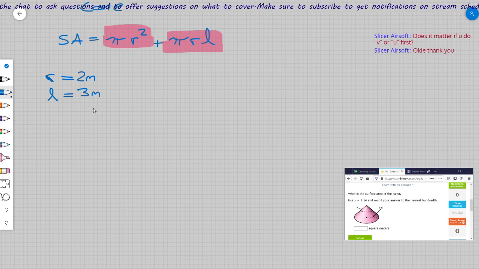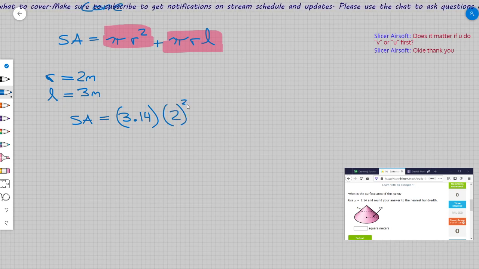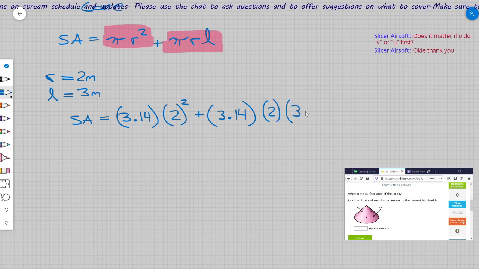Knowing that we have our stuff labeled now, let's just go ahead and plug it into the equation. What I am going to do is replace pi with 3.14. So r is going to be 2. We're going to square that. 3.14 is our pi. R is going to be 2, and L is going to be 3. You could put this all into Desmos all in one go, but if you don't have Desmos available right now and you're just using your calculator on your phone, let's just treat it like that for right now, and then I'll show you how to put it into Desmos after we're done.